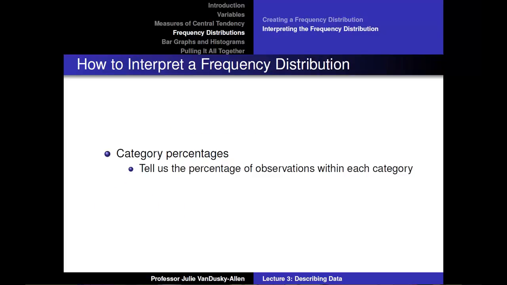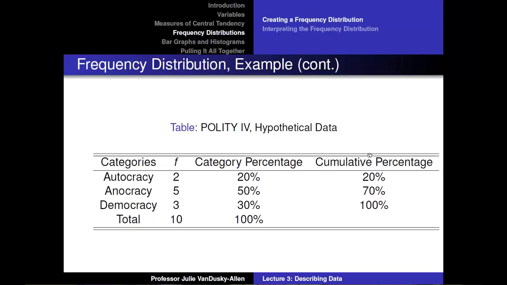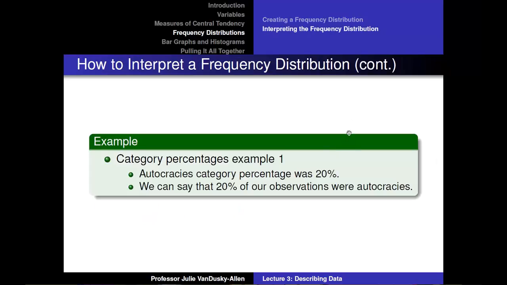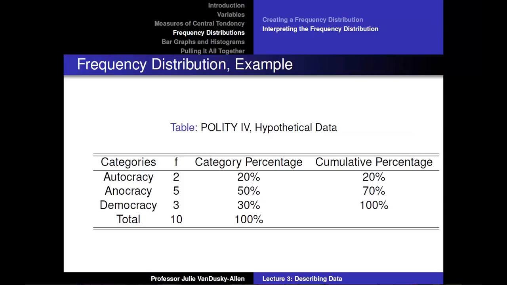Now I'm going to show you how to interpret a frequency distribution. The information in the category percentages column can tell you the percentage of observations within the variable that fit within each category. So for example, the autocracies category percentage was 20%. We can say that 20% of our observations were autocracies.